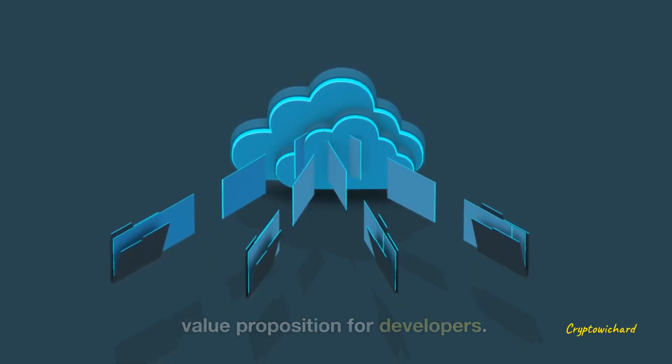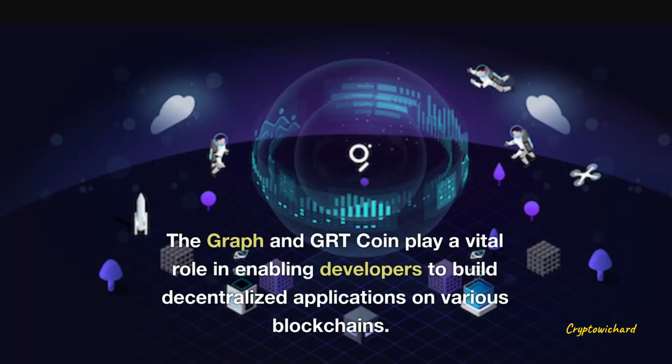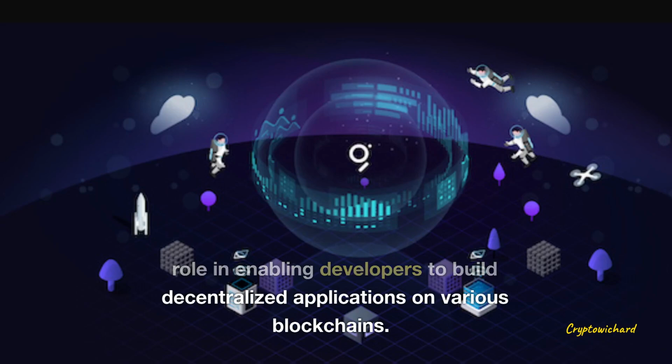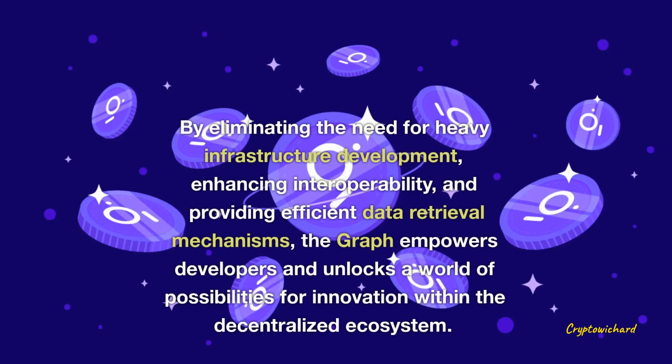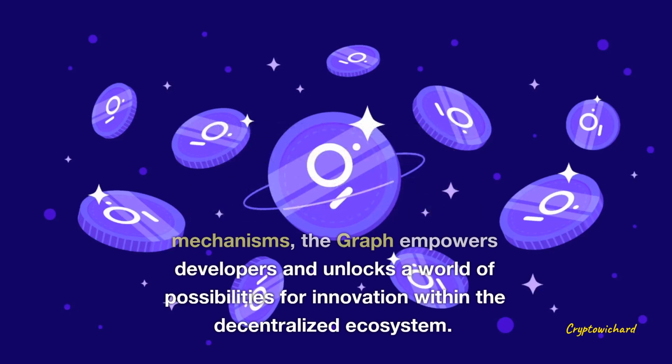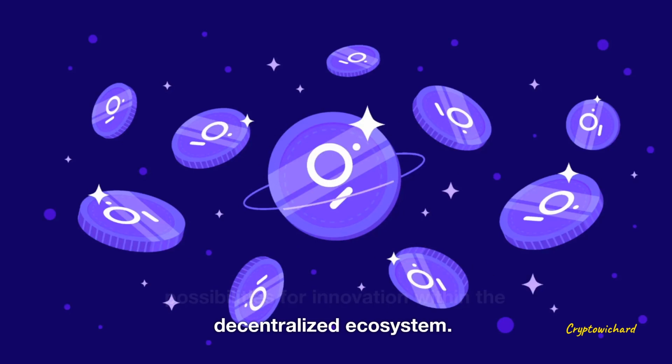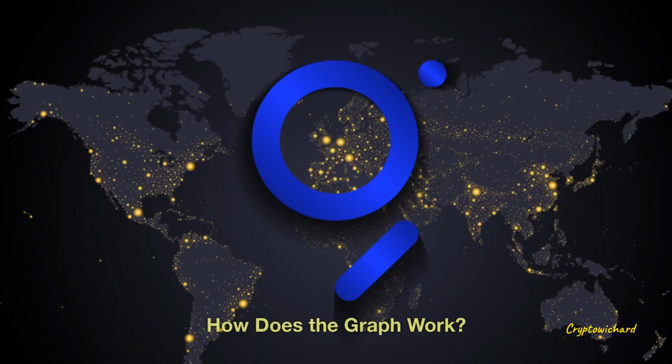for developers. The Graph and GRT coin play a vital role in enabling developers to build decentralized applications on various blockchains. By eliminating the need for heavy infrastructure development, enhancing interoperability, and providing efficient data retrieval mechanisms, the Graph empowers developers and unlocks a world of possibilities for innovation within the decentralized ecosystem. How does the Graph work?